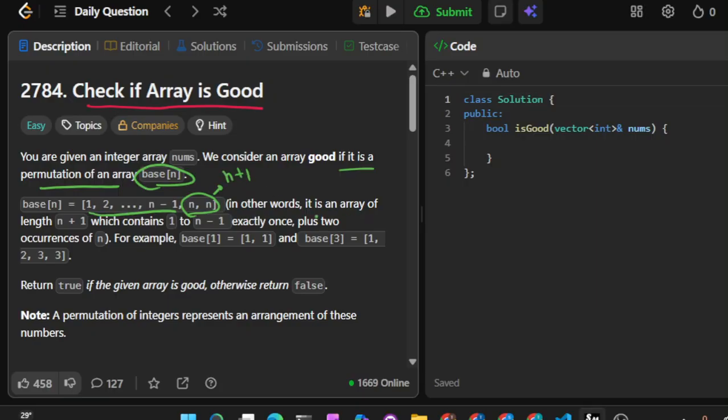In other words, it is an array of length n plus 1 which contains 1 to n minus 1 exactly once plus 2 occurrences of n. Okay, fine. For base 1 equals 1, 1, that makes sense because n is 1. So base 3 equals 1, 2, 3, 3. Return true if given array is good, otherwise return false.